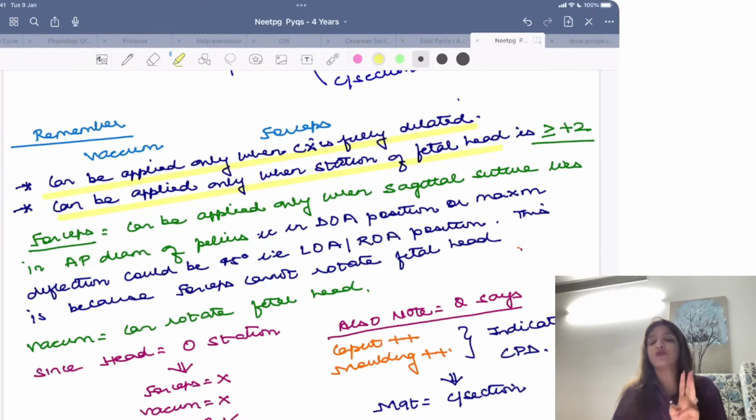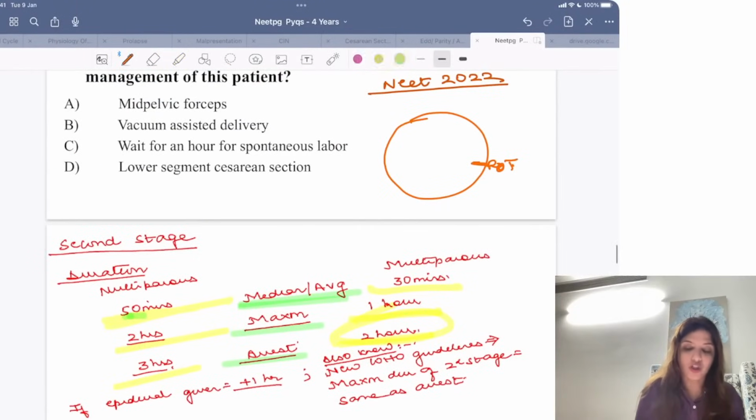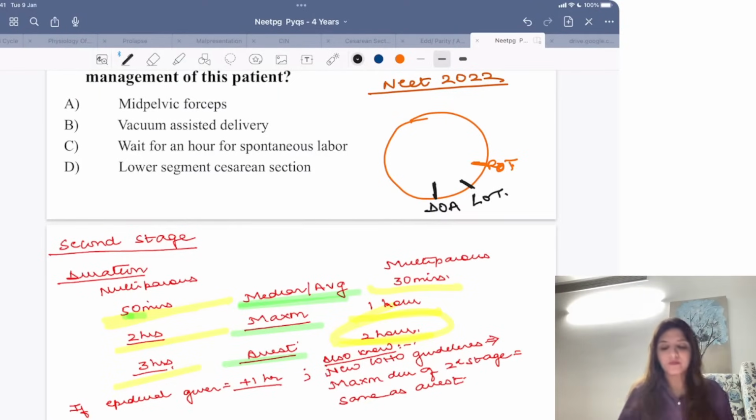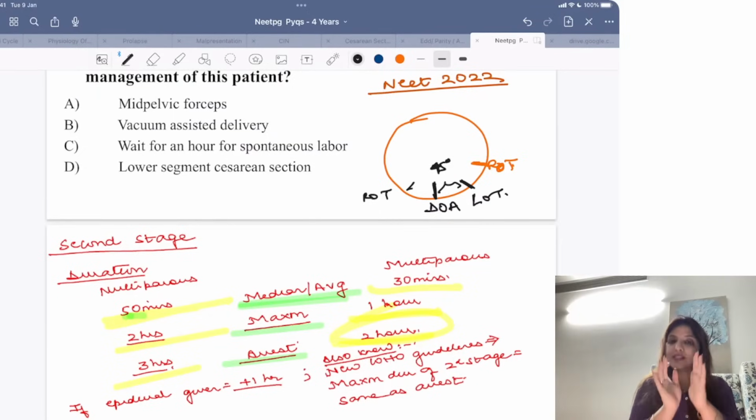Right? Third thing which you should remember is forceps cannot rotate the fetal head. Forceps can be applied only if the sagittal suture of the fetal head is in AP diameter, that means it is in DOA position, or if it is in LOT position or ROT position, that means maximum 45-degree deflection is there. So forceps cannot rotate the head of the baby.